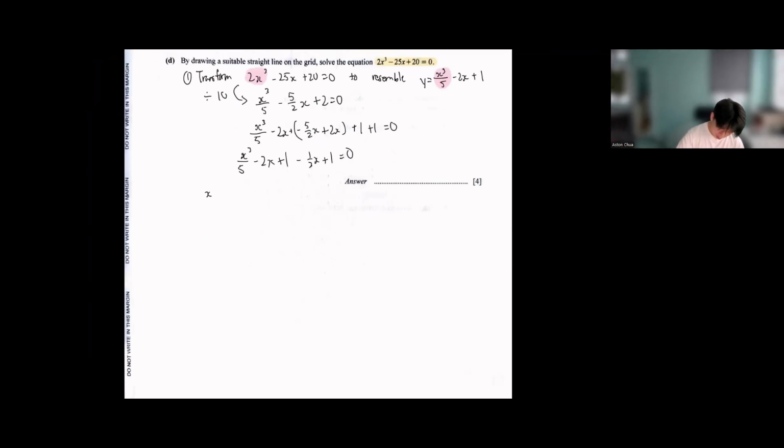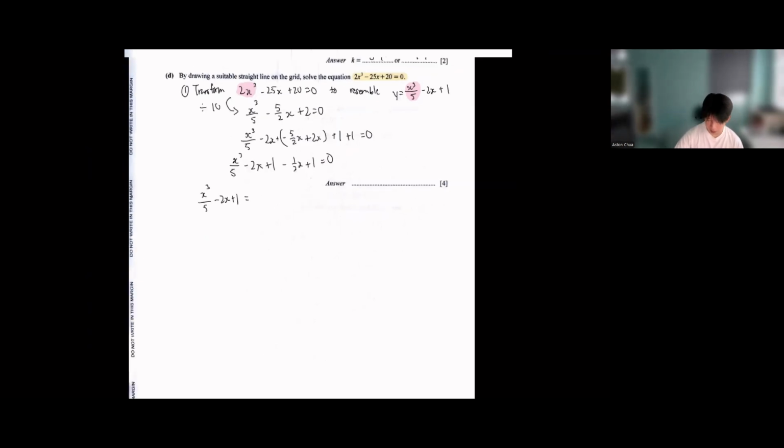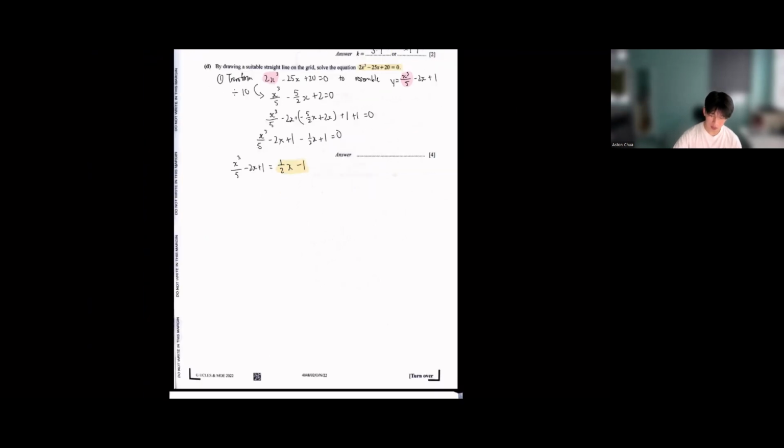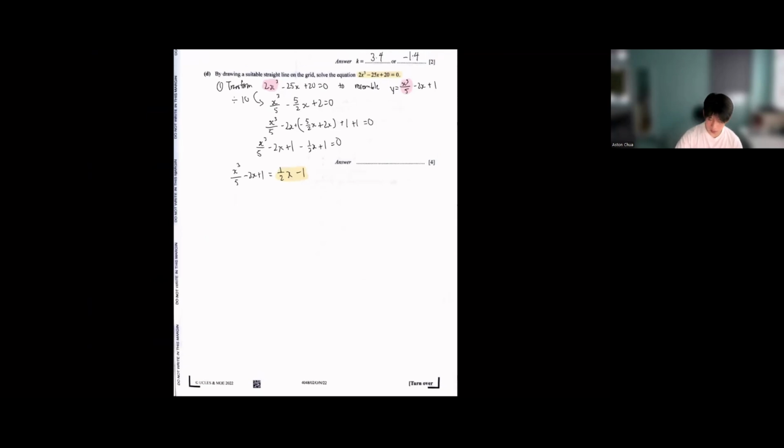So we make the x to the power of 3 over 5 minus 2x plus 1 on the left-hand side. And we shift the rest, which is half x minus 1, to the right-hand side. Okay, so now we actually have our straight line equation, which is half x minus 1. So this is something that we can plot on the graph itself. But first, we want to go and make our table.